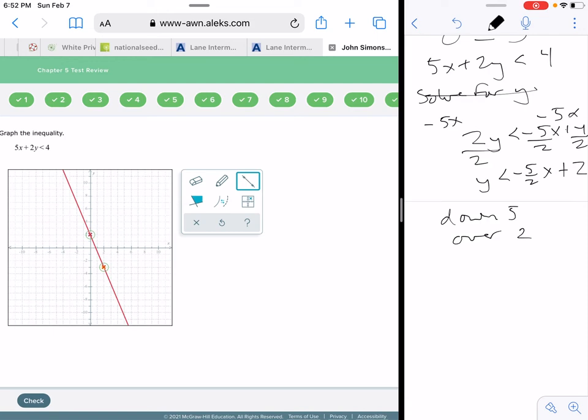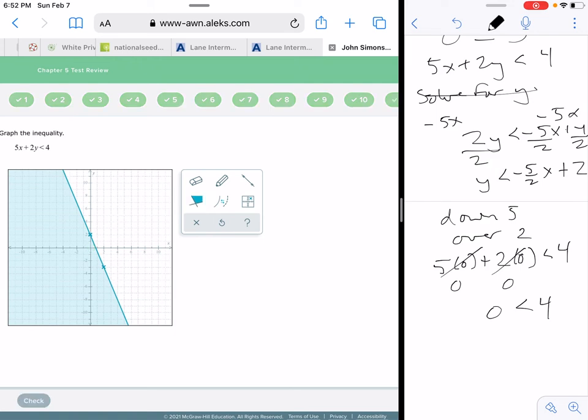Well, this is less than, so it should be the left side of the line, but the origin is clearly in that side, so let's try the origin in this equation as it is. So 5 times 0 plus, and I'm putting it in the original equation, plus 2 times 0 is less than 4. All right, so this makes 0 and this makes 0. It means 0 plus 0 is 0, so is 0 less than 4? Yeah, it sure is. So again, it's going to be this side.